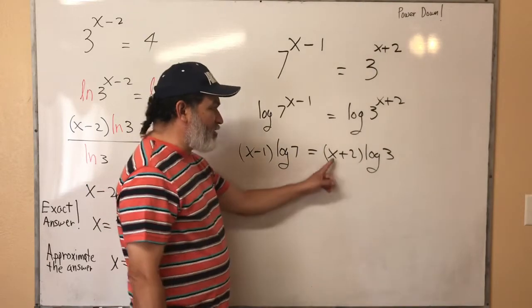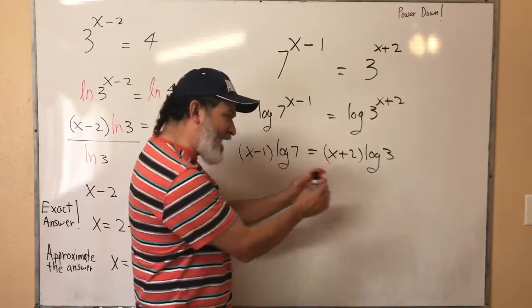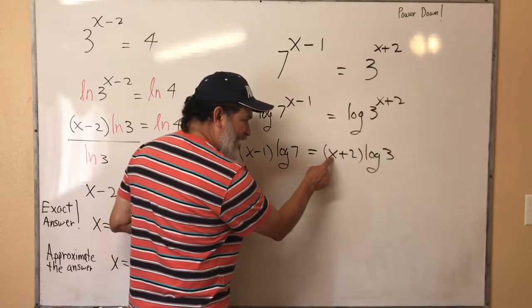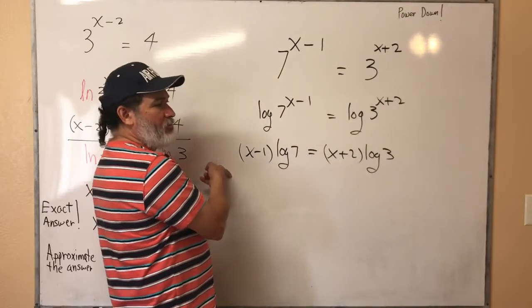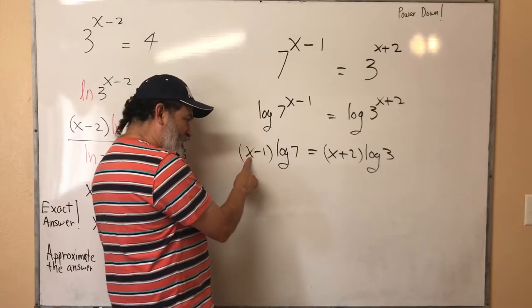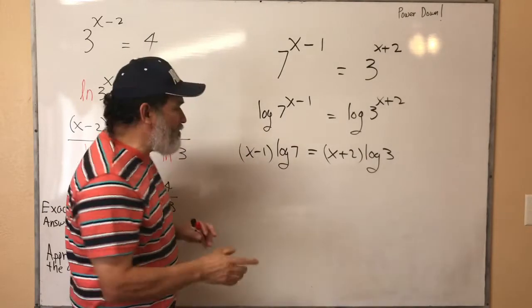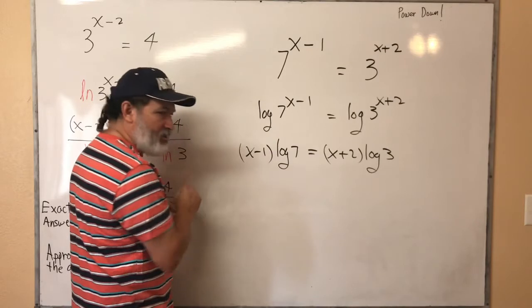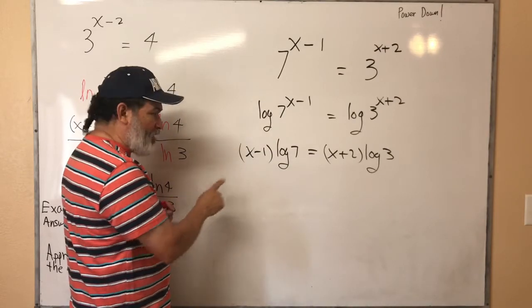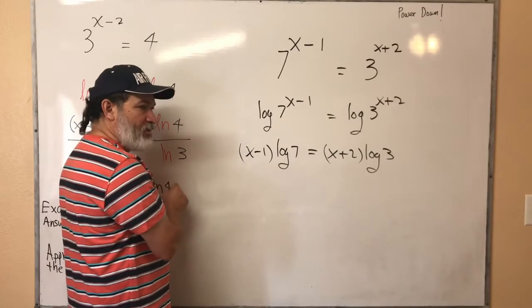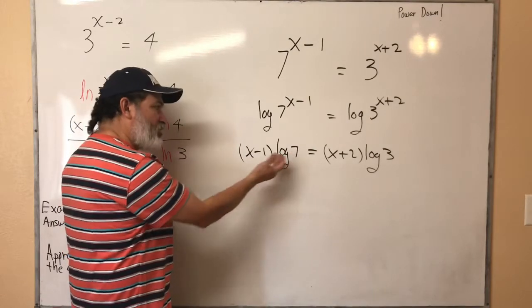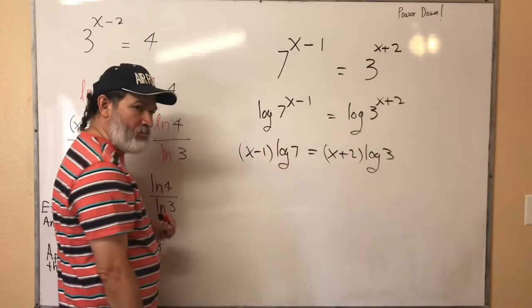The way to get them together is to get them out of the house. I need to get this x out of this house, and when I say out of the house, I mean you need to get rid of the parentheses. How do you get rid of the parentheses? Distribute the log. Distribute.